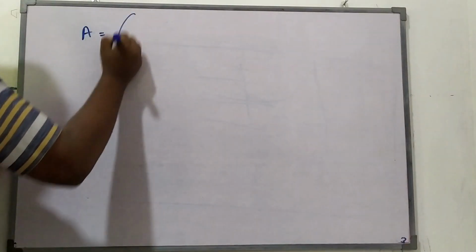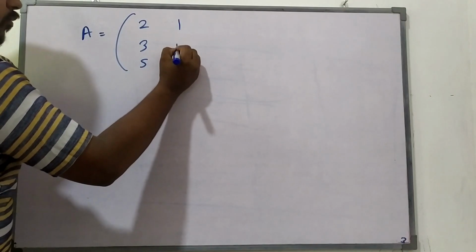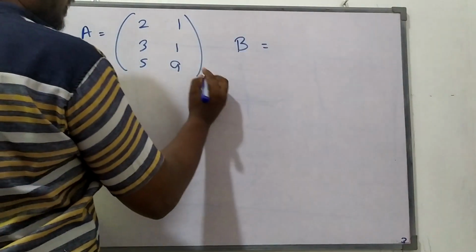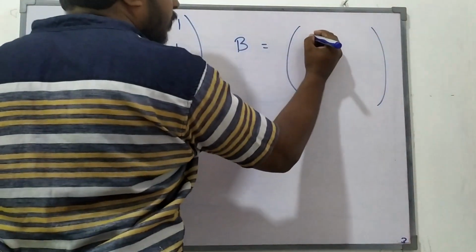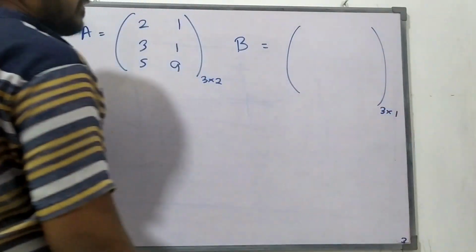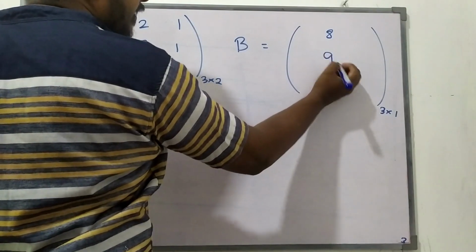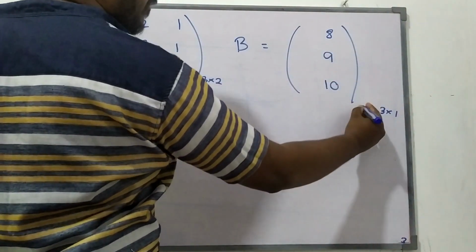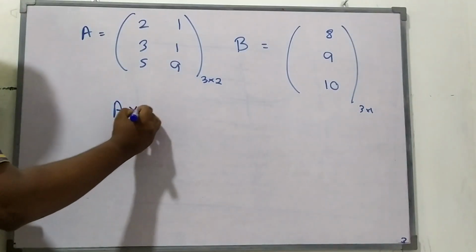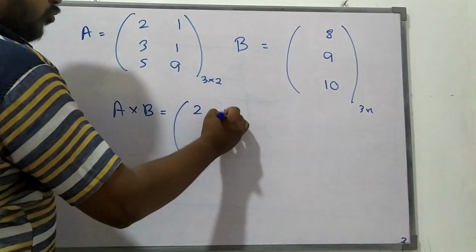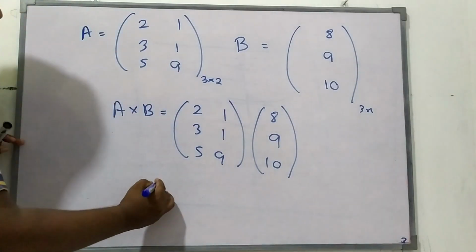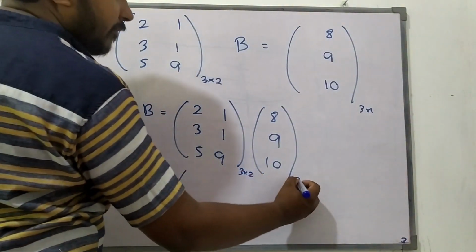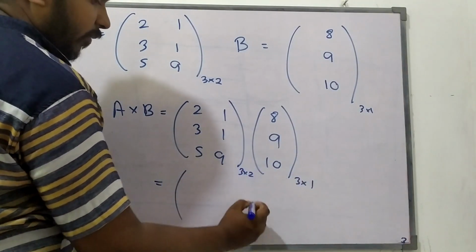Okay, let's assume another example. Assume you have a matrix A like 2, 3, 5, 1, 1, 9. So this is 3 by 2, no? 3 by 2, and we will have B, a 3 by 1 matrix, 8, 9, 10. So I just need to multiply A by B. So the answer will be 3 by 2, 3 by 1. The answer will be 3 by 1.